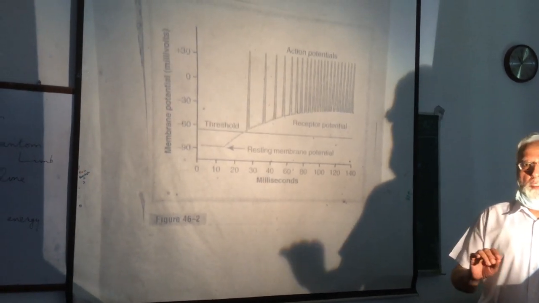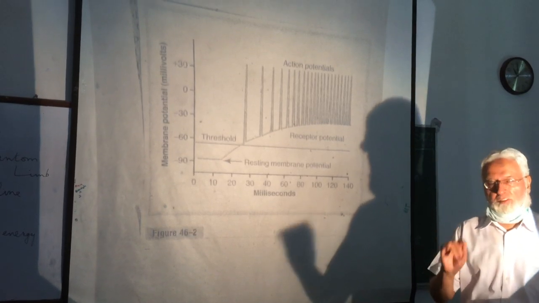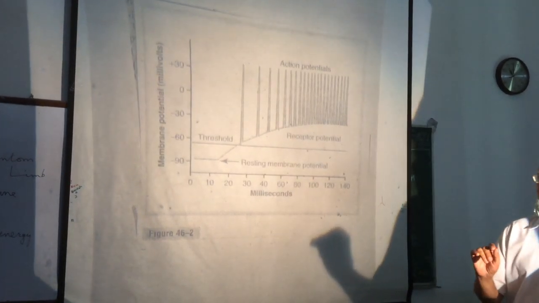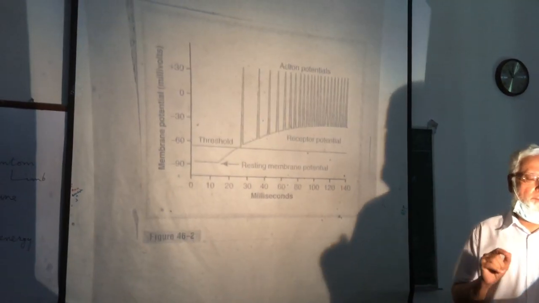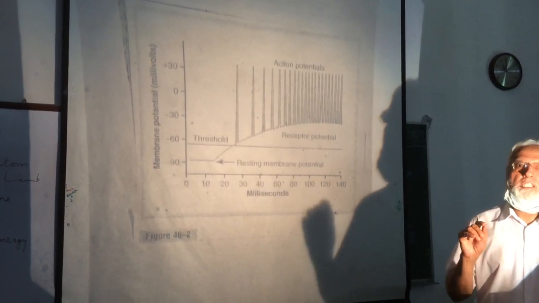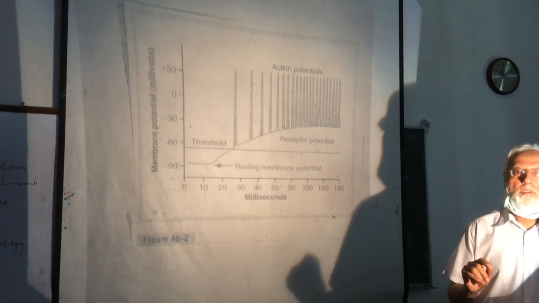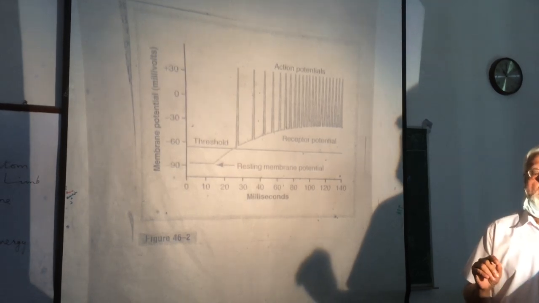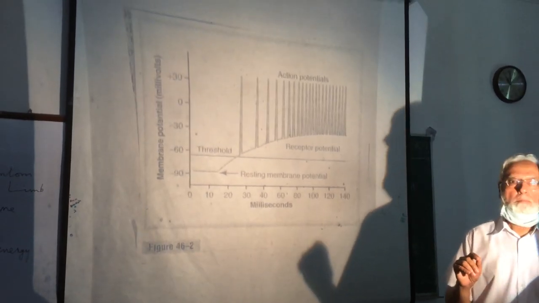I discussed the property of specificity. Now the second property of sensory receptors is receptor potential, or generator potential.